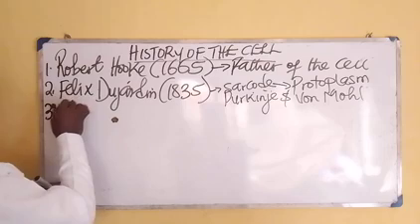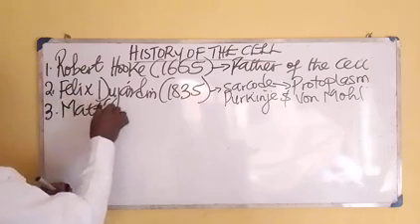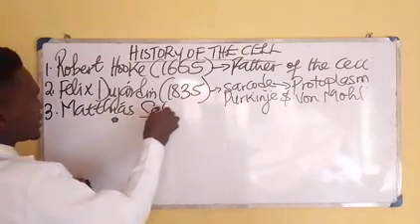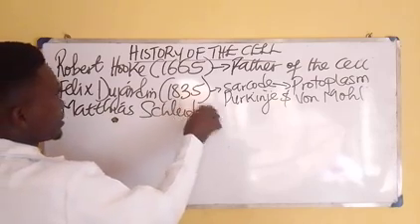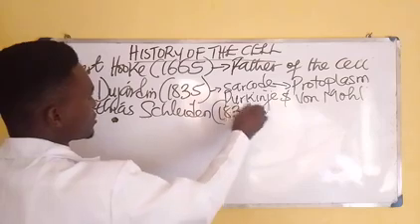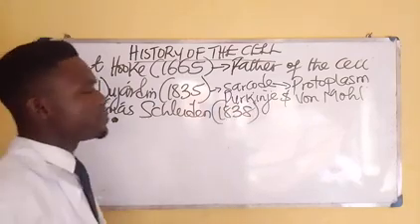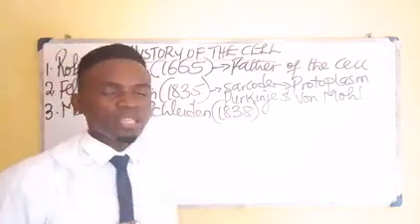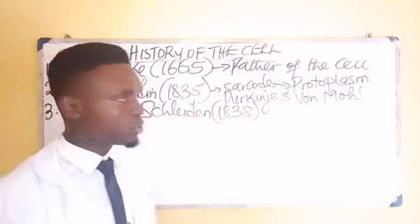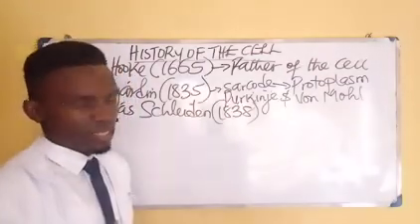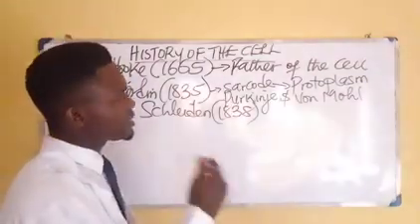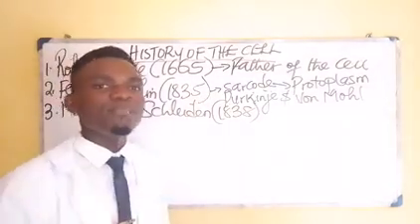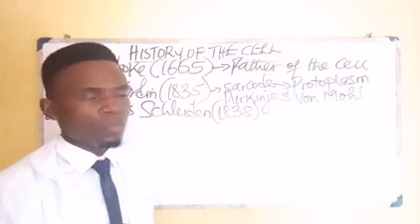Then number three, we have Matthias Schleiden in 1838. All right, he was a botanist. The study of plants is called what? Botany. The study of animals is called zoology. He was a botanist. He therefore stated that all plants were made of cells.